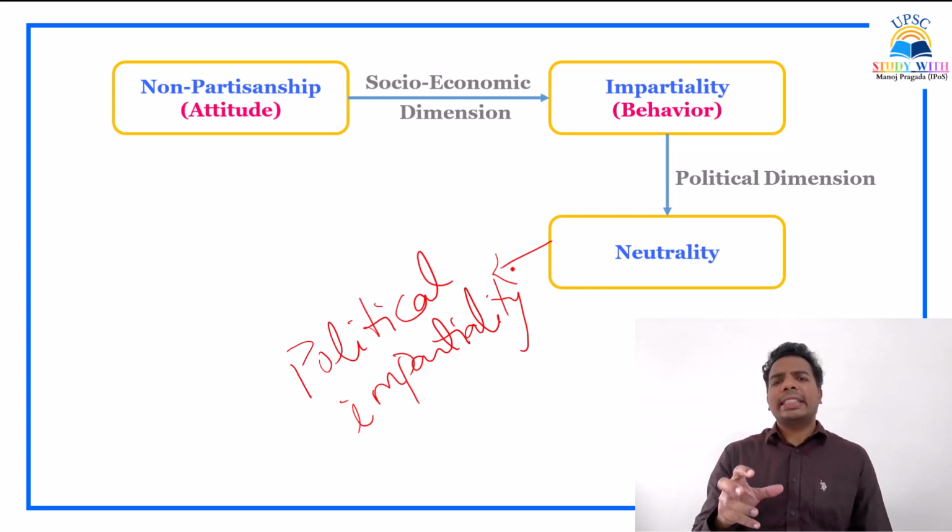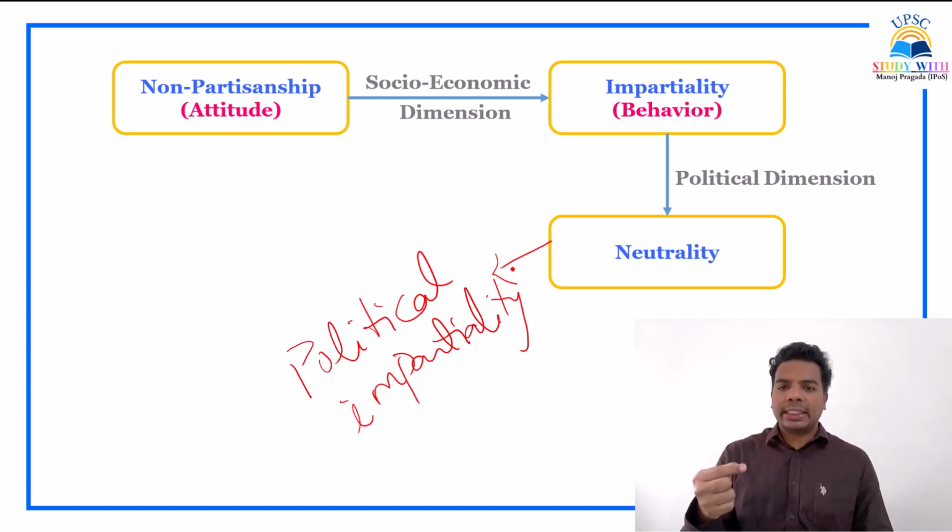Because both look like the same. Impartiality means what? You should be impartial to everyone. You should not show any type of partiality. What is neutrality? Neutrality means you should be neutral. You should not be tilted towards any side, either positive or negative. What we call as neutral. Neutral means neither positive nor negative. So not tilting towards any of the sides. That is what neutrality is.